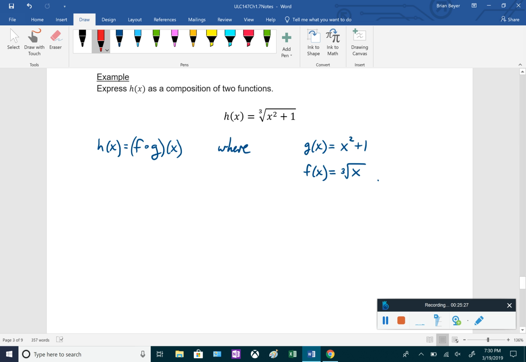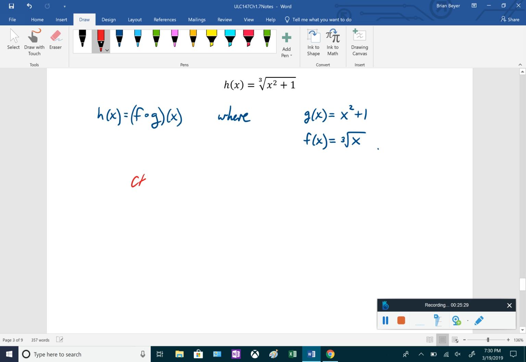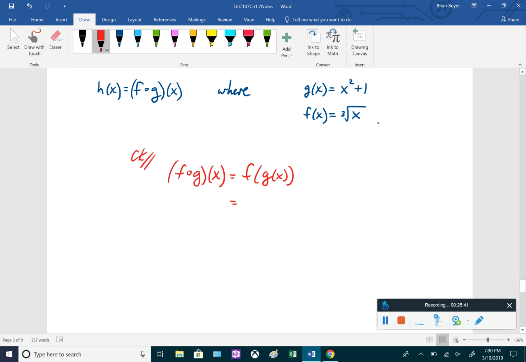So let's check this to make sure. If we want f of g of x, we're going to plug g of x into f of x. So it's going to be the cube root of g of x. We're plugging in g of x, which is x squared plus 1, so we get the cube root of x squared plus 1, which is what we wanted. So we know that that works.